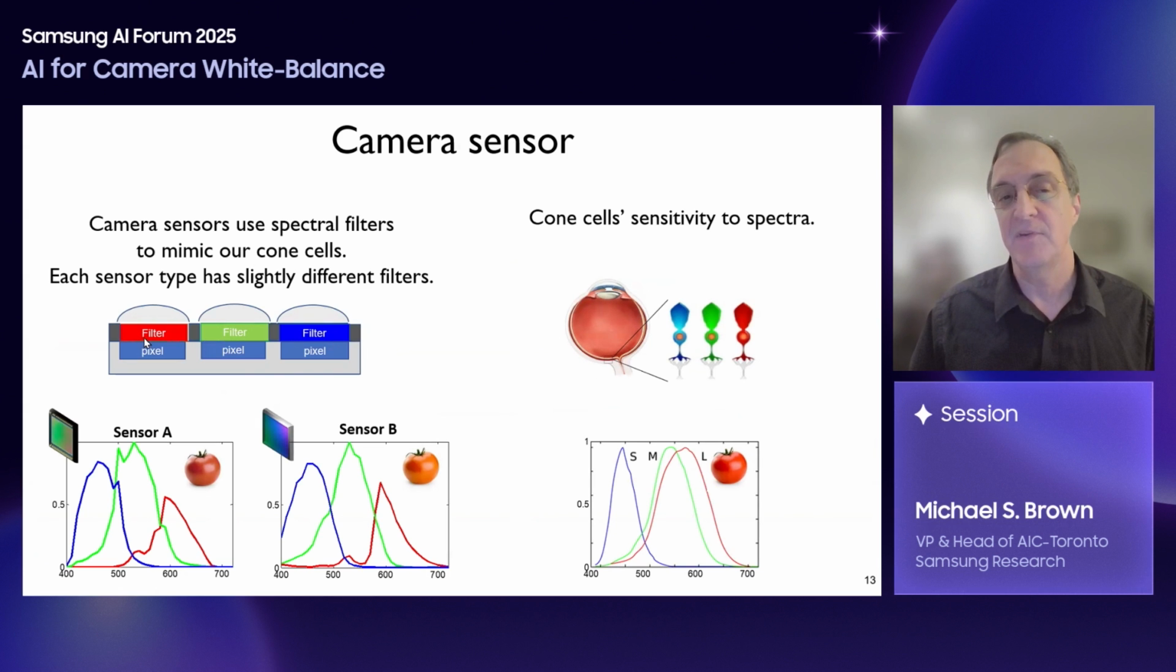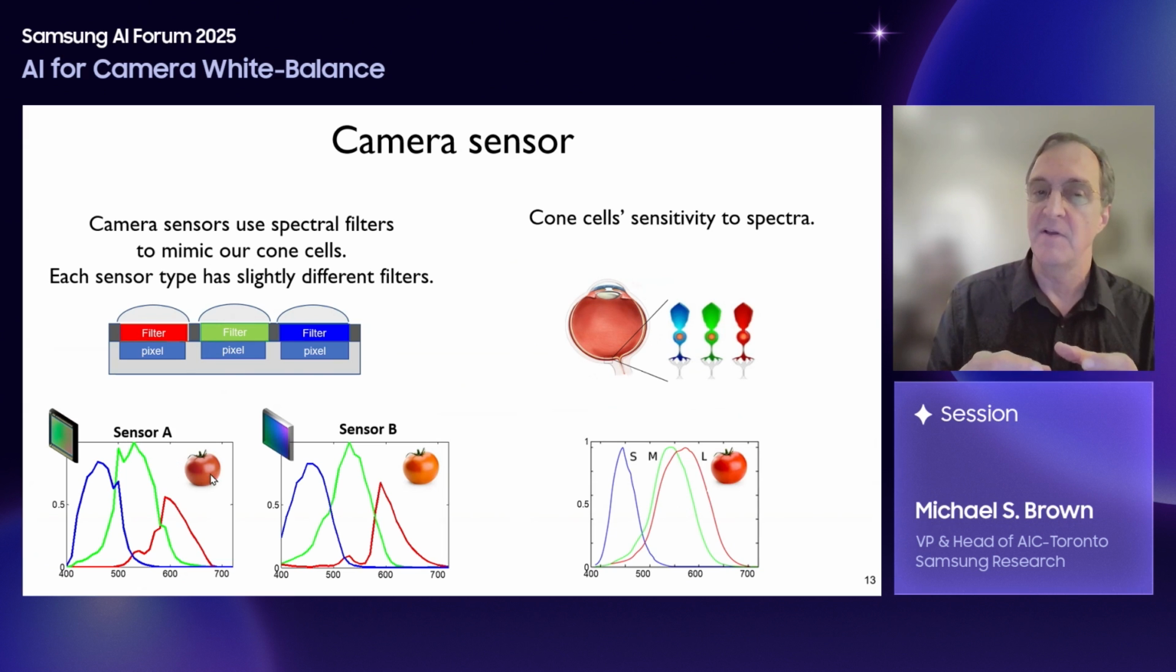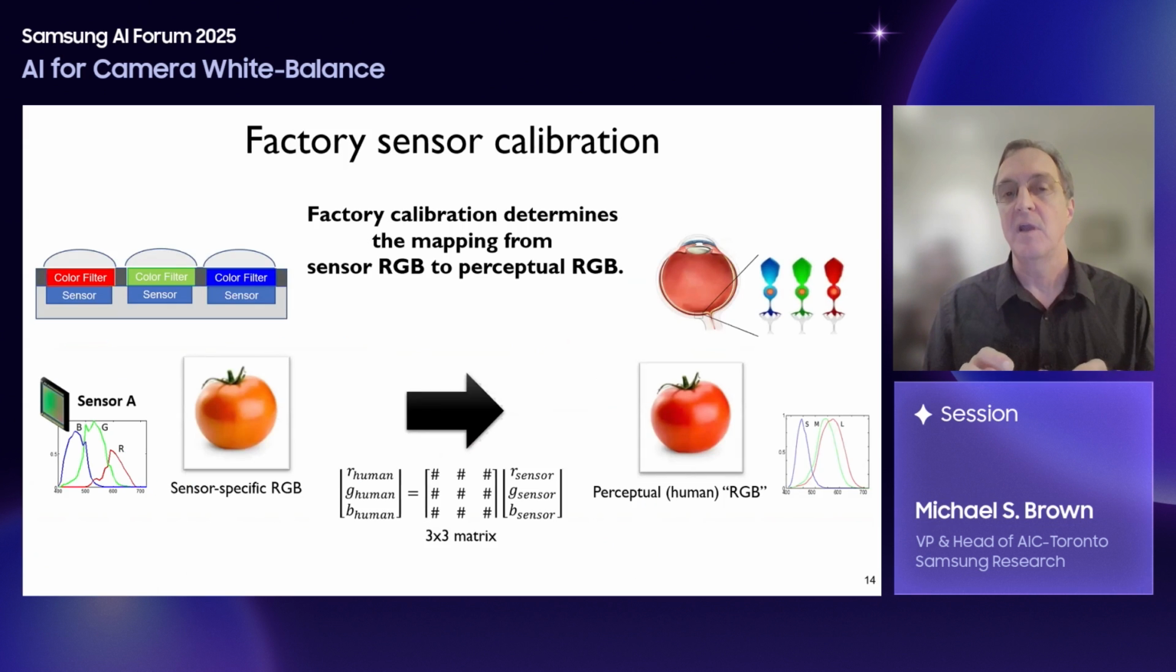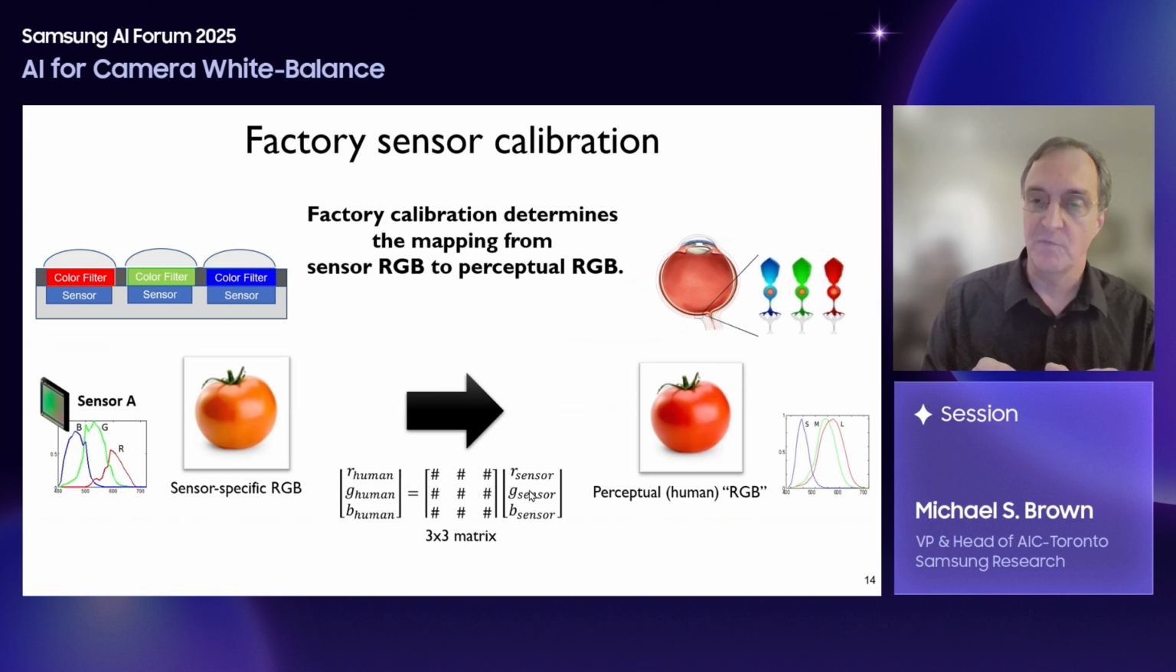Now, cameras have a similar mechanism that mimics the human eye. What we do in cameras is we put filters on top of the pixels that are somewhat like the short, medium, and long. Different sensors have different filters. So you can see they're not perfect. It doesn't exactly match the human eye. And so that means that the sensor will perceive the color of the tomato slightly differently. So what we can do is, in the factory, we can calibrate that sensor and its response to the incoming light. And it's not very complicated, just a simple 3x3 linear matrix that you can calibrate that takes the sensor response and maps it to human perception.